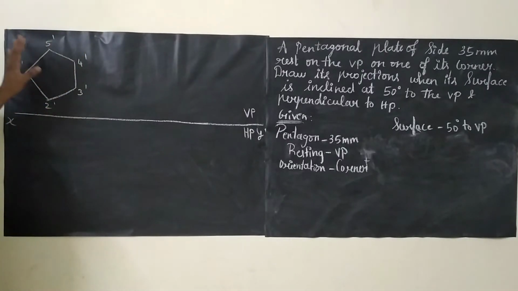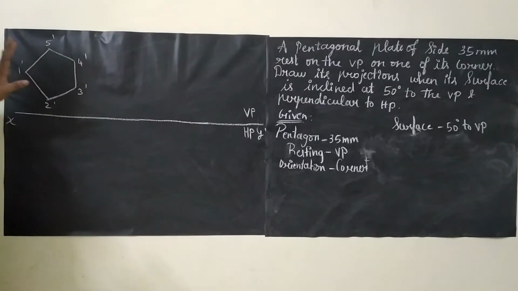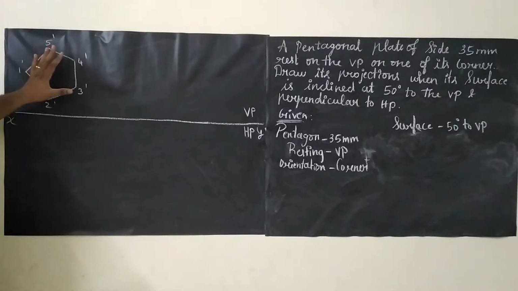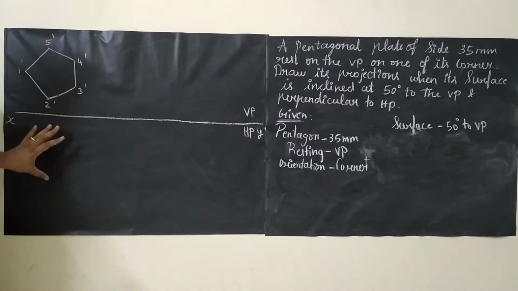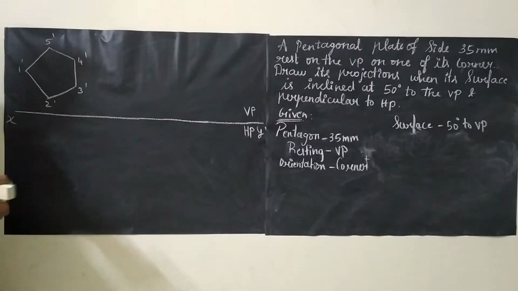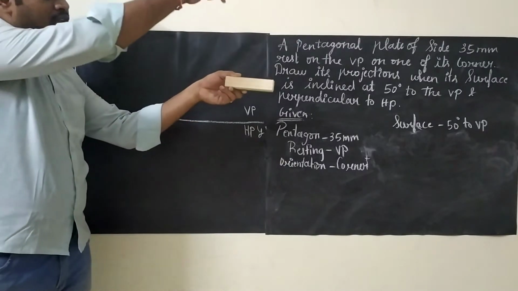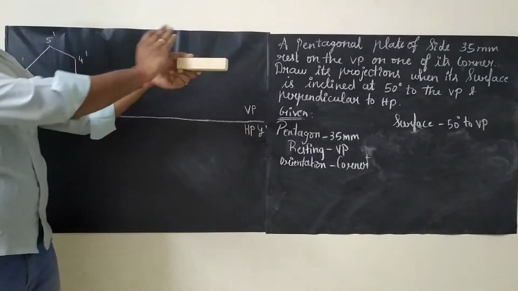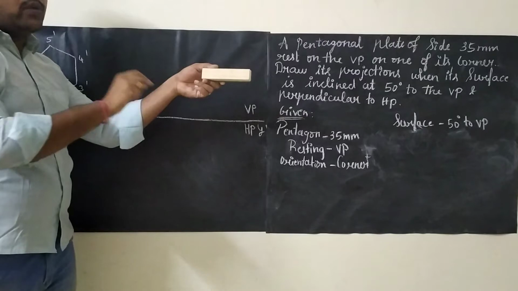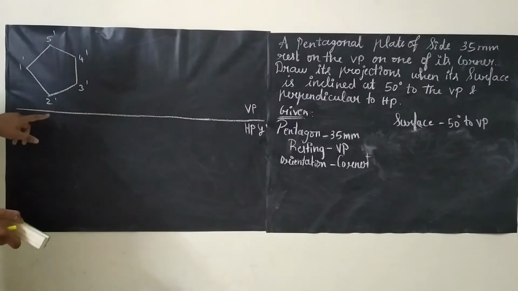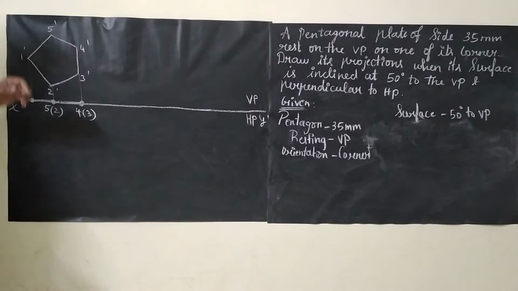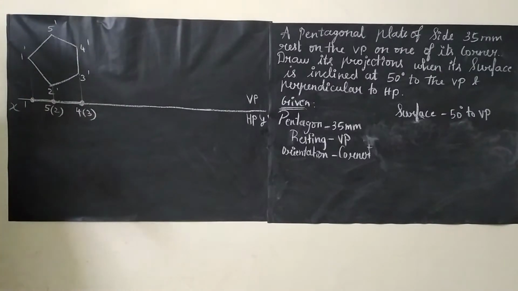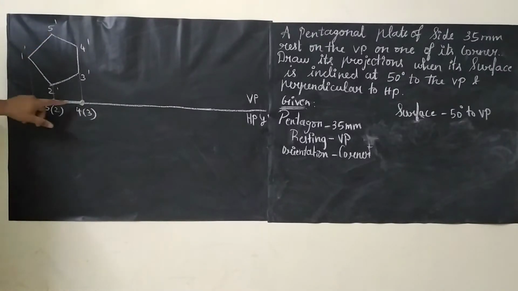So this is the way to draw the pentagon, and we can clearly understand that the true shape of the pentagon can be seen only in the front view. The top view will be in the horizontal plane. Just imagine, if this is the duster, when we are seeing from the top view, we will be having only one line. Same thing holds good for the pentagon. When you see the pentagon from the top, you will be seeing only a single straight line, and that line will be falling on the reference line itself.